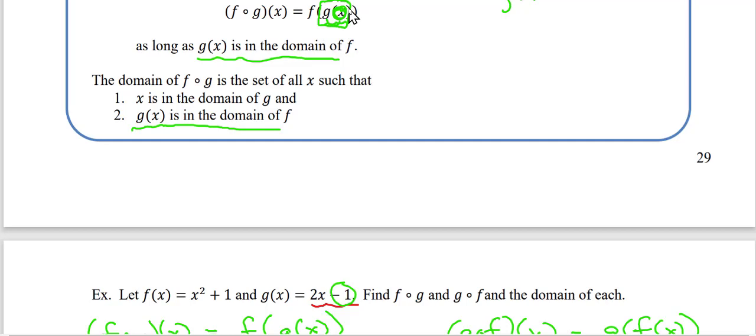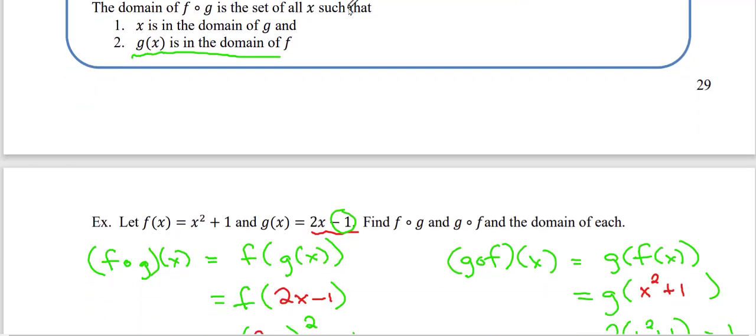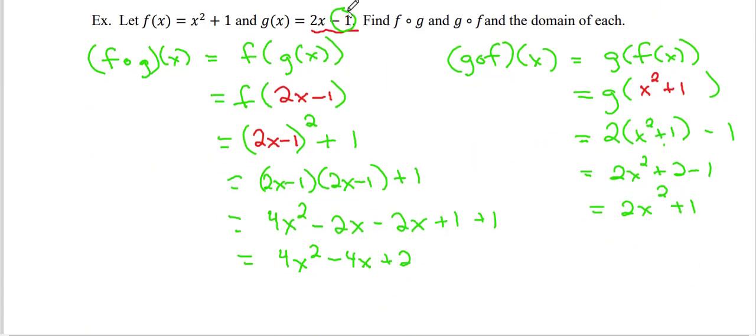So the x has to be able to go into the g, evaluate that, run that through, and then whatever result you get there has to be able to be run through the f function. Think about those boxes that we saw when we introduced functions, right? The g box, x goes into it and something comes out. Whatever comes out there now has to go into f, into the top of the f box. So that's what this domain is talking about here.